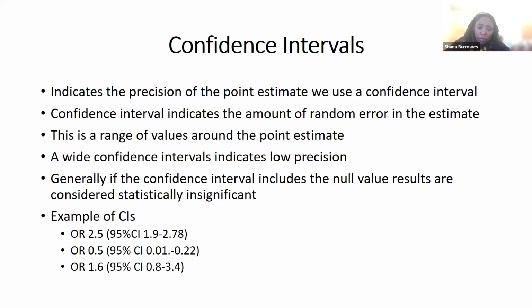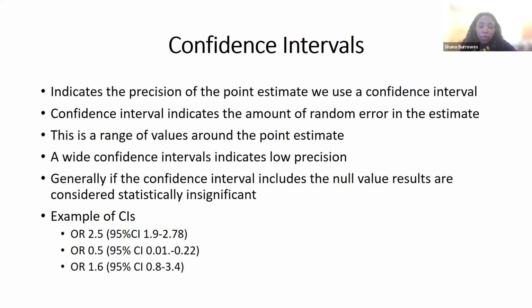Some examples: if you have an OR of 2.5 and your confidence interval is 1.9 to 2.78, you would say your result is significant because your interval does not contain the null value. If a confidence interval contains a value of 1, which is your null value, so your interval crosses the null, then usually people would say that's not statistically significant. If you have an OR of 0.5 and your confidence interval is 0.01 to 0.22, that's also a significant confidence interval.